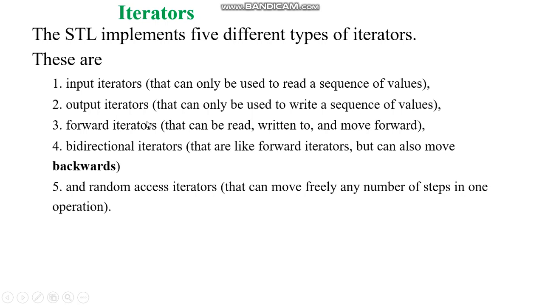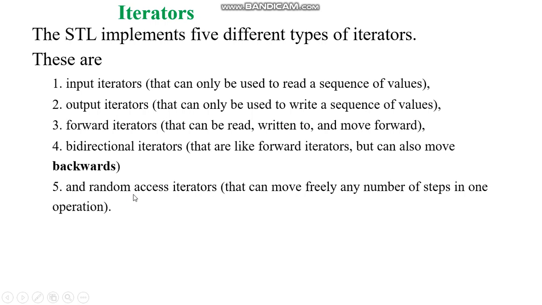And the next category is the bidirectional iterator. It is like the previous one, but it can also move backward. Both forward and backward movement is possible. From a particular position, we can move in a forward or backward direction. We can read the data, and also write into the particular position using this iterator.